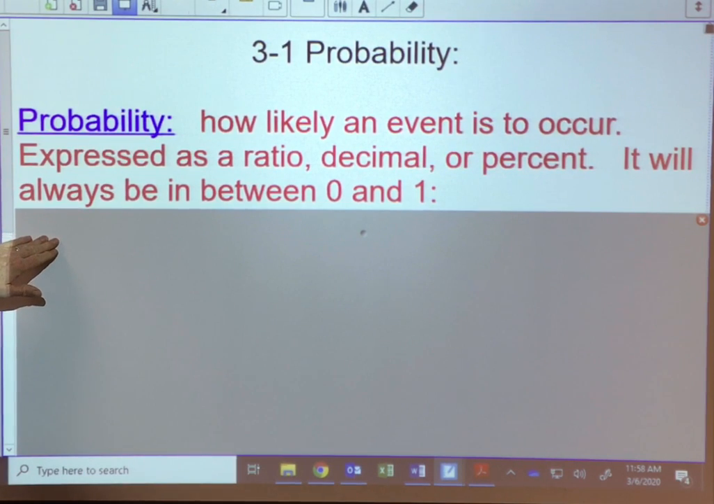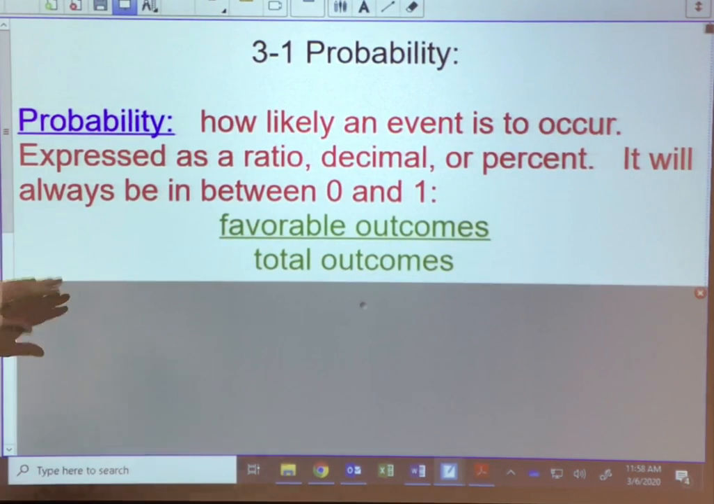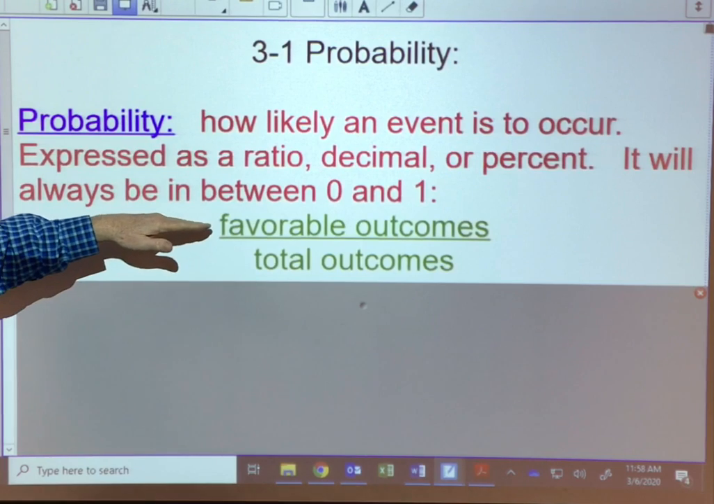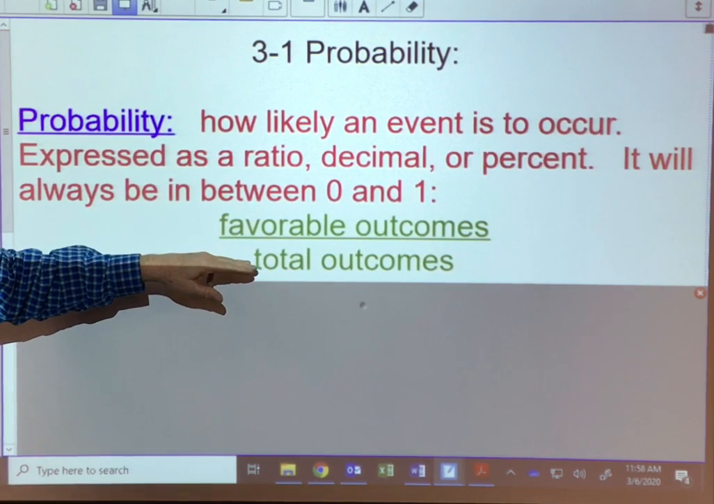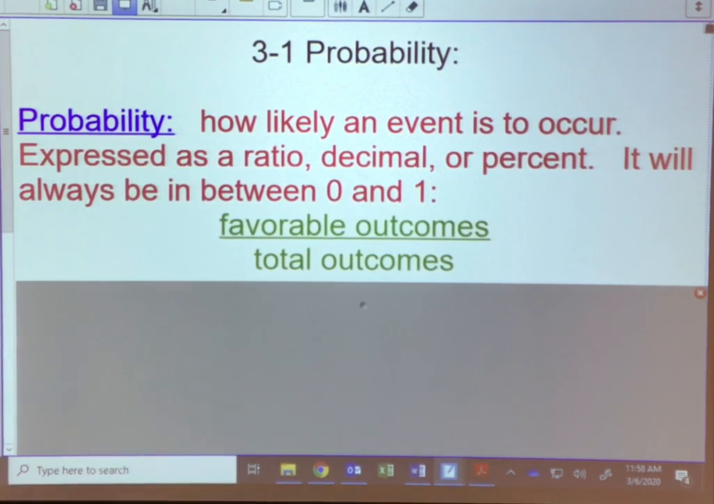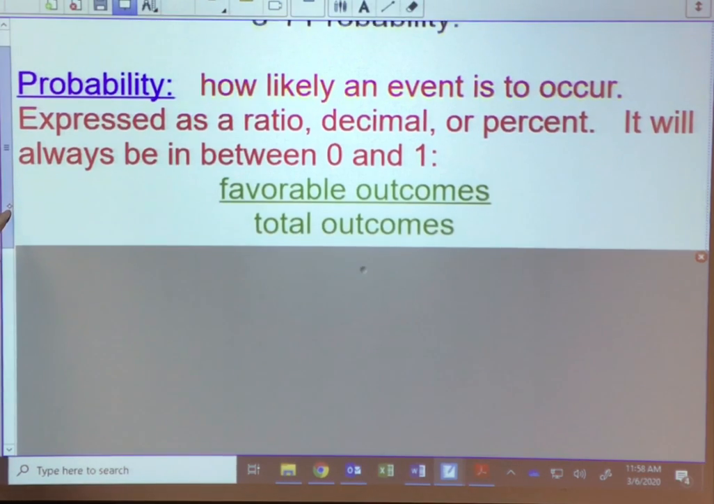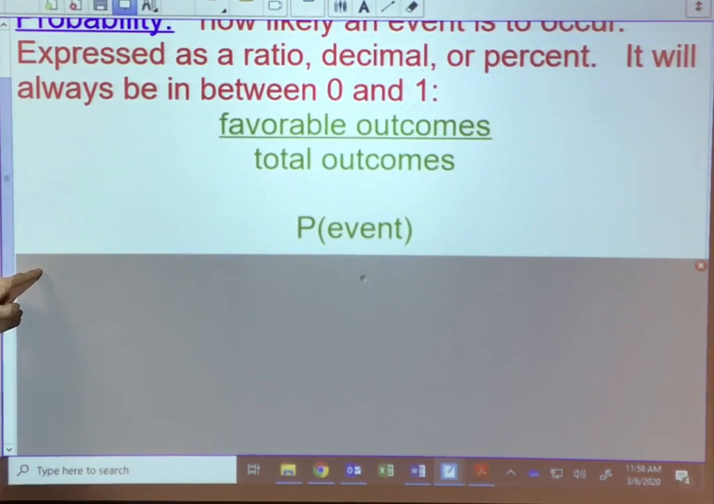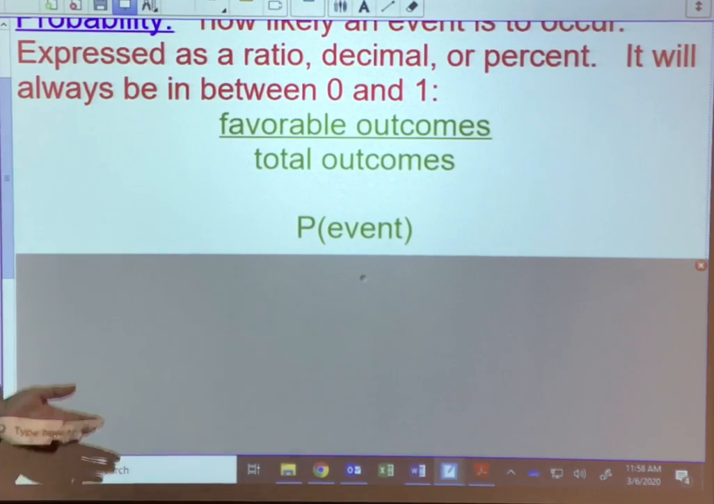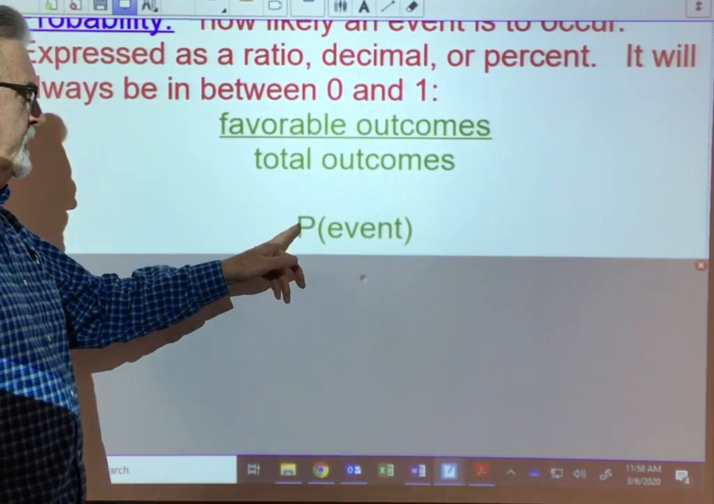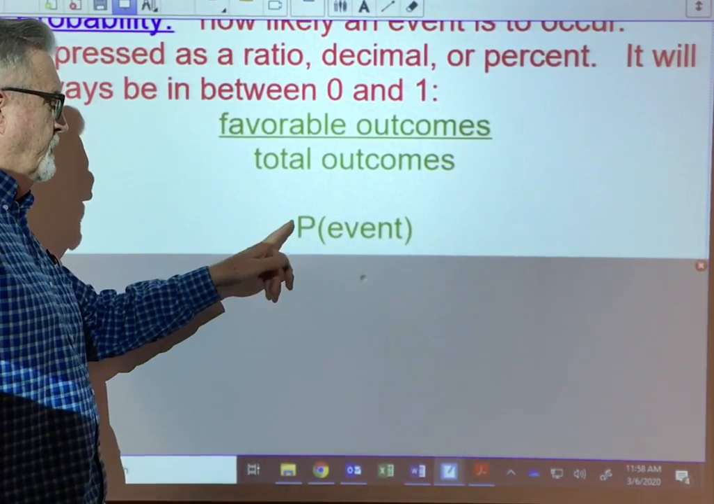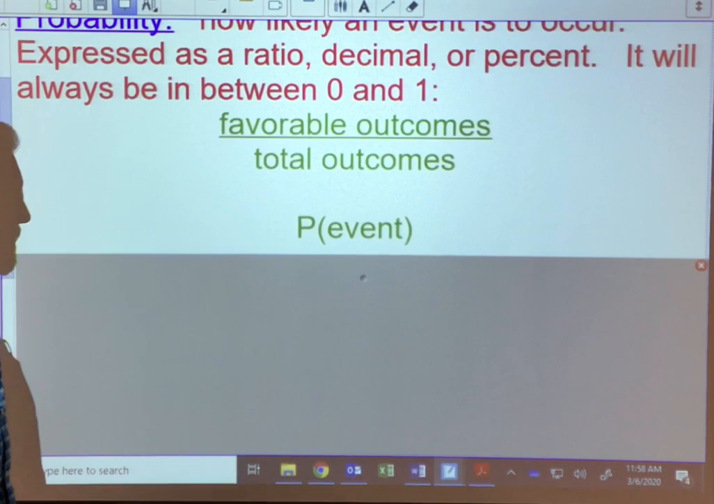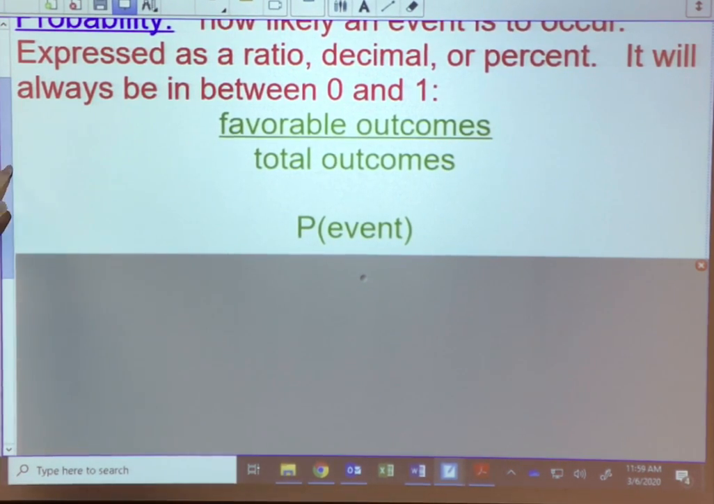The formula is fairly straightforward. You take the favorable number of outcomes and put it over the total number of outcomes. We express it when we're trying to find the probability of an event. Like, say we're rolling a dice, we would put P, and if we wanted a 6, we would put P and put 6 inside of the parenthesis, and we find the probability of rolling a 6 on a dice.